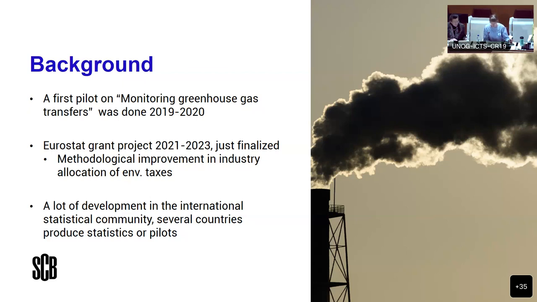And one of the things that made it possible to do some of the calculations was a new methodology improvement in industry allocation of environmental taxes. And I will come back to that later. So throughout this project, there's been a lot of development in the international statistical community, as we heard earlier today. And also several countries have produced statistics or pilots on this, and we are very thankful for all the help and inspiration we have received throughout this project.